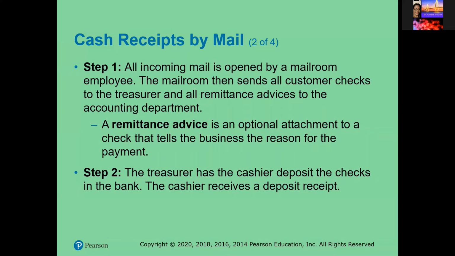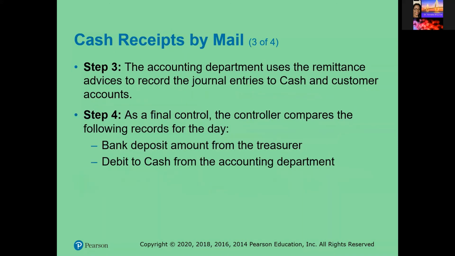Step 2, the treasurer has the cashier deposit the checks in the bank, and the cashier receives a deposit receipt. Step 3, the accounting department uses the remittance advice to record the journal entries to cash and customers' accounts. And step 4, as a final control, the controller compares the following records for the day: the bank deposit amount from the treasurer, and a debit to cash from the accounting department.